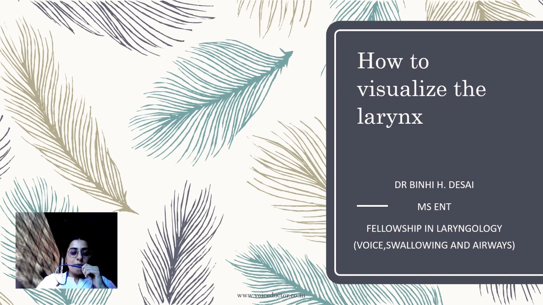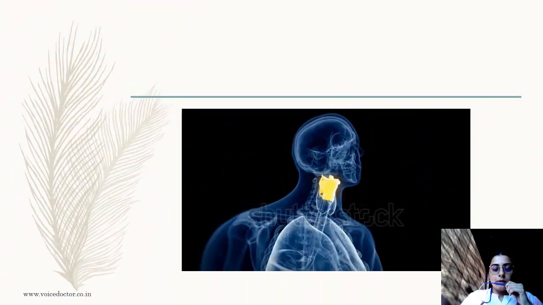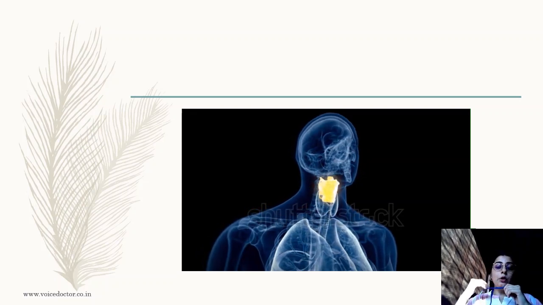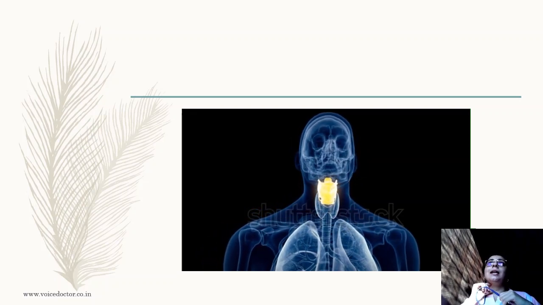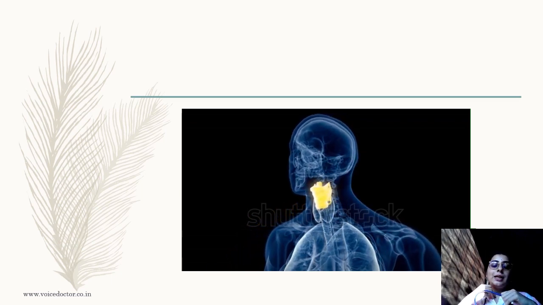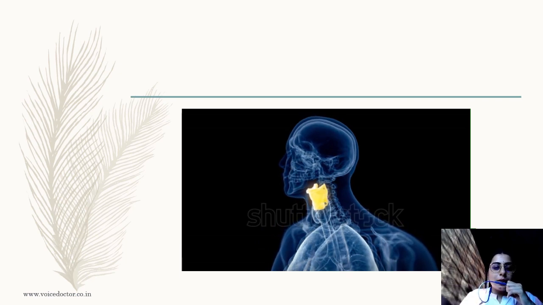Before that, I would like to tell you where the voice box is located. Here you can see that the voice box, marked in yellow, is located below the level of the jaw. It is located below the level of the jaw, behind the thyroid gland, and above the breathing pipe area. So it is not possible to visualize this structure with the naked eye. We need certain tools to visualize the voice box.